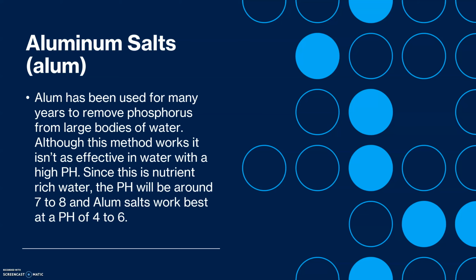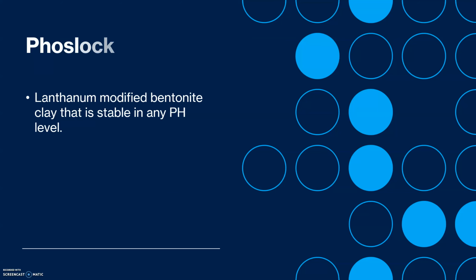Although this is definitely a limitation for aluminum salts, there has been new technology that has been able to adapt and work effectively at any pH level. This is called Phoslock, which is basically lanthanum modified bentonite clay, and it's stable at any pH level and can be used to help remove phosphorus from the water.